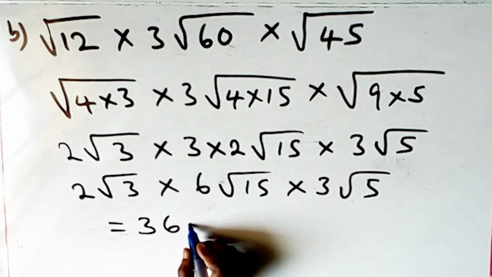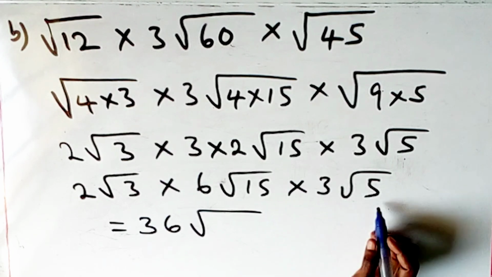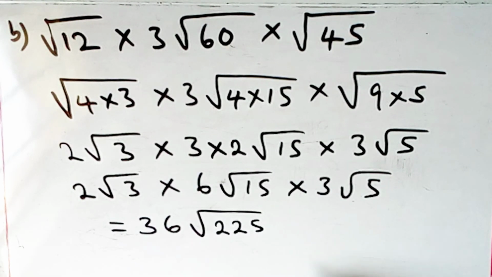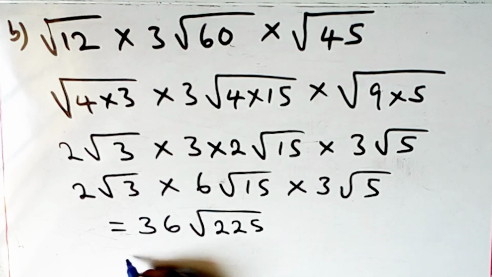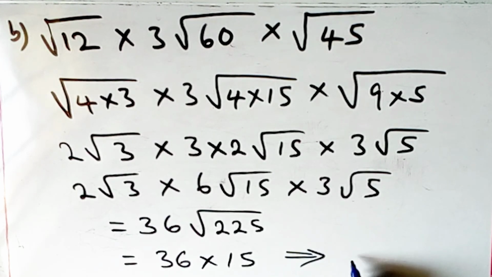That gives us 12. And root 3 times root 15 times root 5, that will give us root 225. And root 225 has a perfect square, which is 15. So 12 times 15, our final answer is 180.